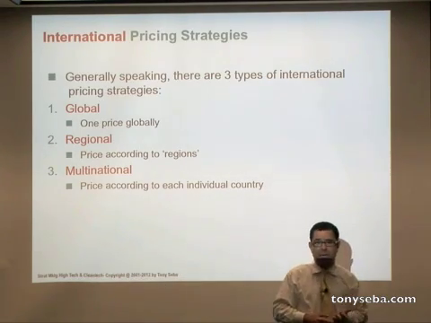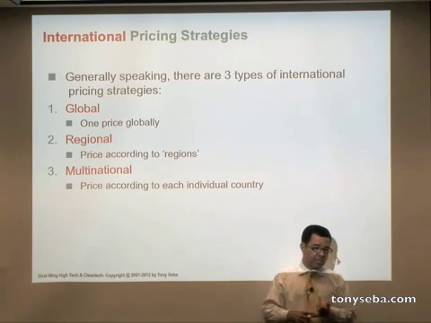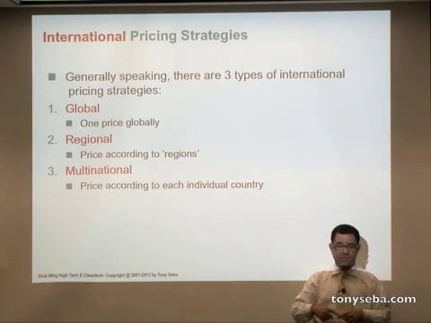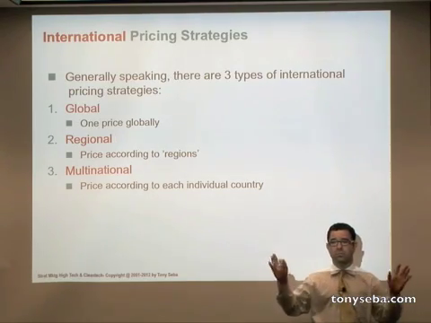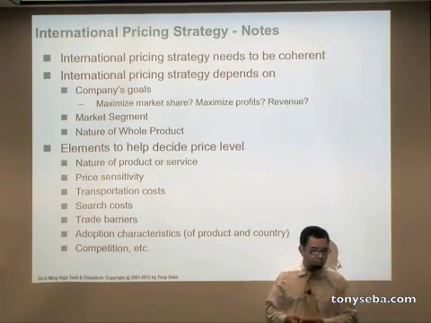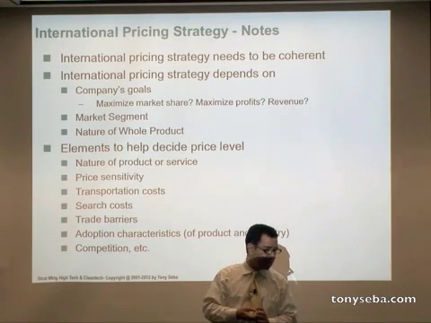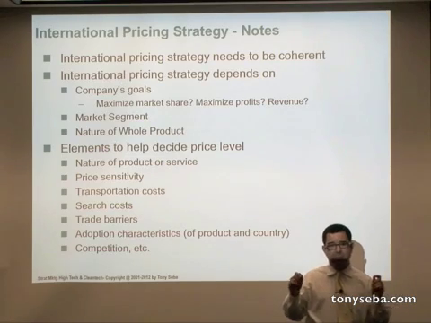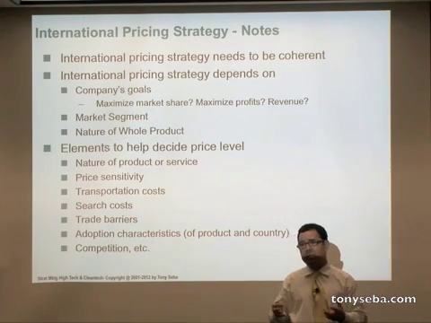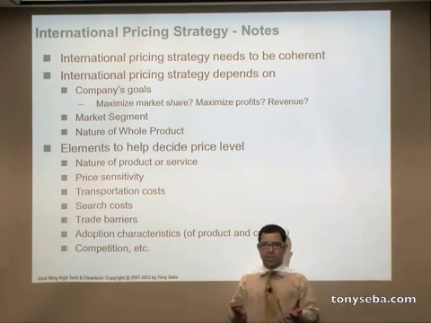So in general, there are 3 strategies depending on the product category. Global is one price globally. Regional, price according to regions. And multinational, one price for all. Okay? So let's look at it quickly. I'll let you go over this at home, but there are half a dozen reasons why you want to do one or the other.